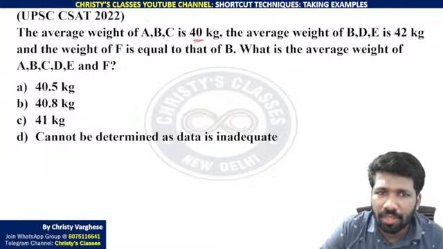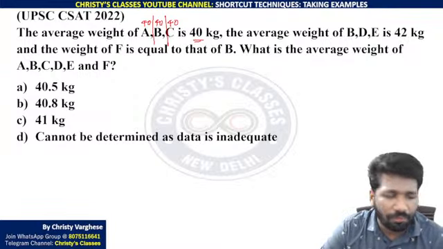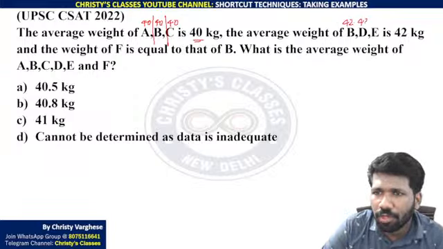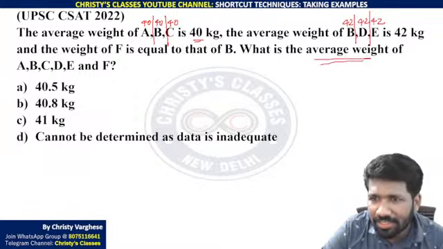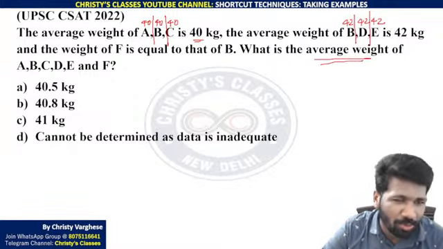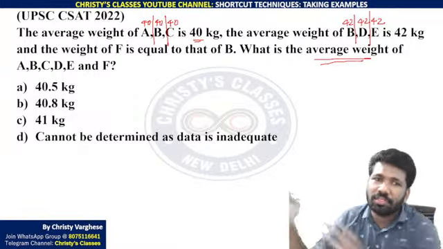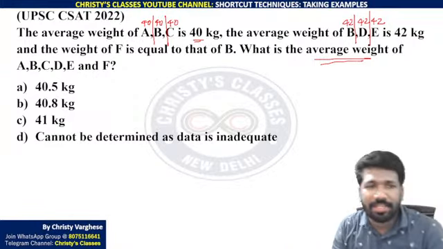Average weight is 40 means all values being 40 is also a valid example. It is valid because if all values are 40, the average weight is also 40. And average weight of BD is 42 means all values being 42 is totally okay, and that is a valid example. Because it is also a comparison itself. Average is also a comparison tool. You are comparing the average of this group and this group, not the individual values. That is why we are taking examples here.